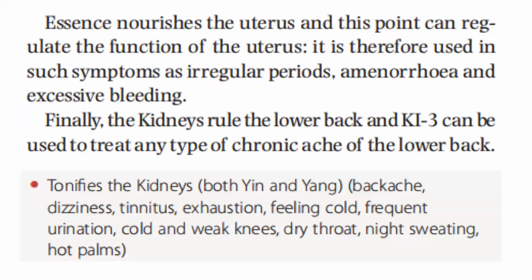Essence nourishes the uterus, and this point can regulate the function of the uterus. It is therefore used in irregular periods, amenorrhea, and excessive bleeding. The kidneys rule the lower back, and kidney 3 can be used to treat any type of chronic ache of the lower back. Kidney 3 tonifies the kidneys, both yin and yang.